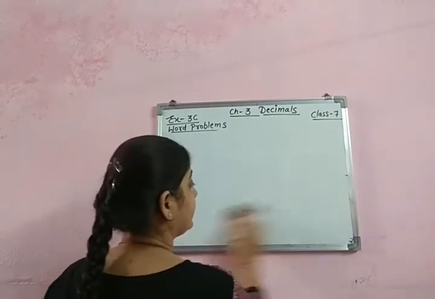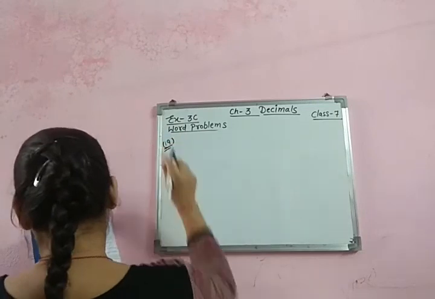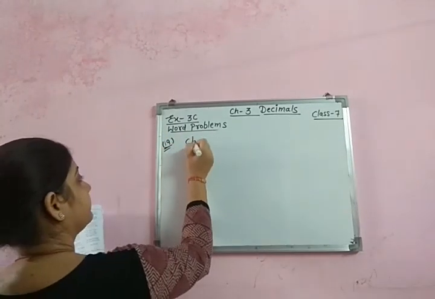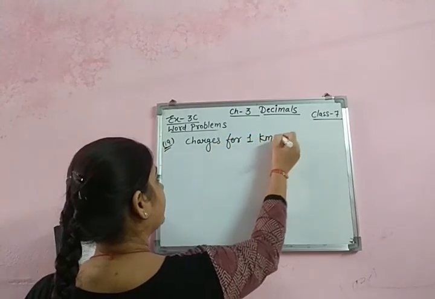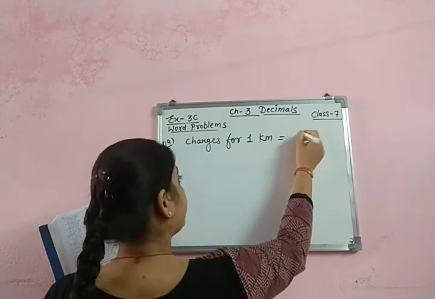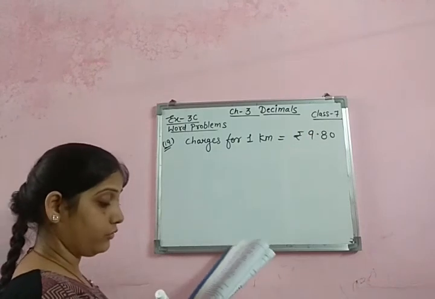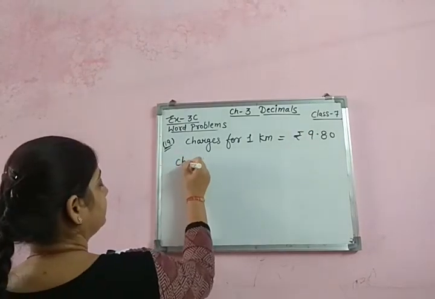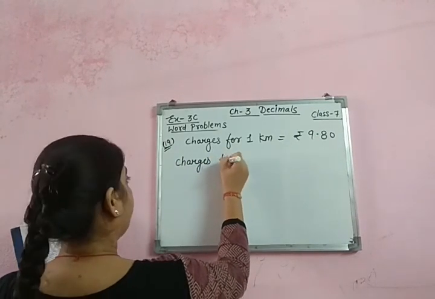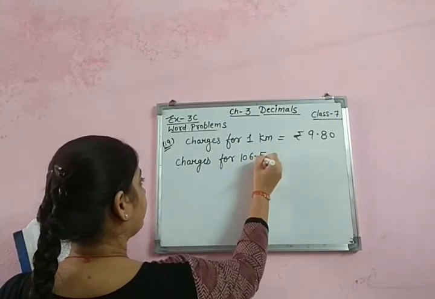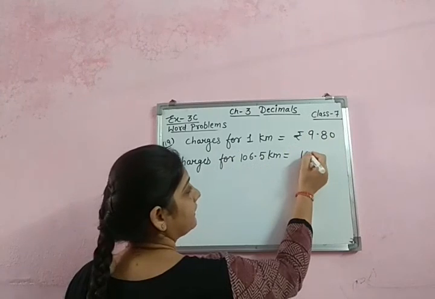Question number 19, the last question of this exercise. Charges for 1 kilometer, which the customer has to pay, is 9.80 rupees. 1 kilometer ka charge. You need to calculate how much the taxi driver has to charge for 106.5 kilometer. We need to find the charges. That's why I have written the rupees this side. So multiply both the numbers.